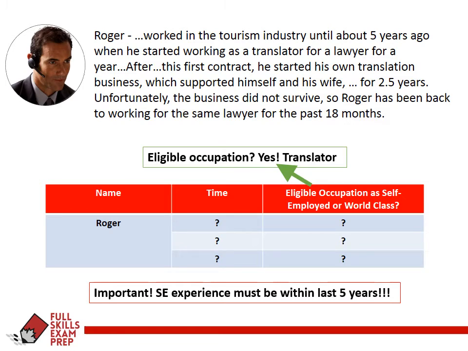So what we're looking at is the occupation. And again, if you look at that chart on page 32 of your test day data booklet, you can see that a translator is an eligible occupation under the self-employed category. And just like I said on the bottom over here, self-employed experience must be within the last 5 years. So that's really, really important.